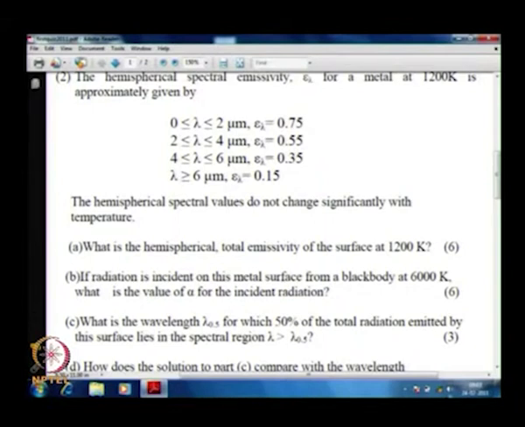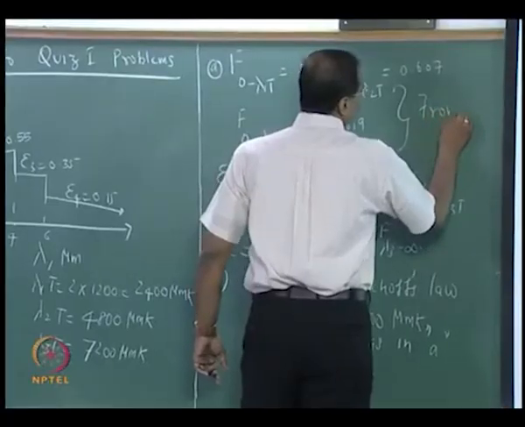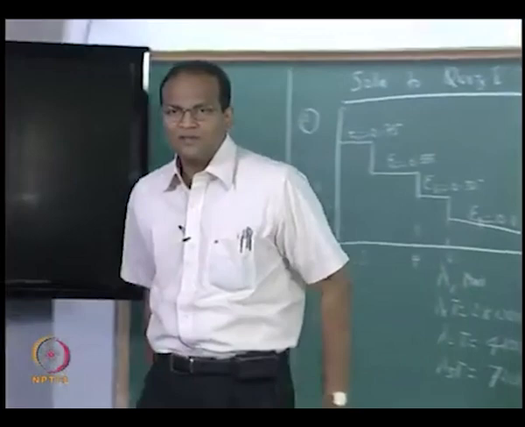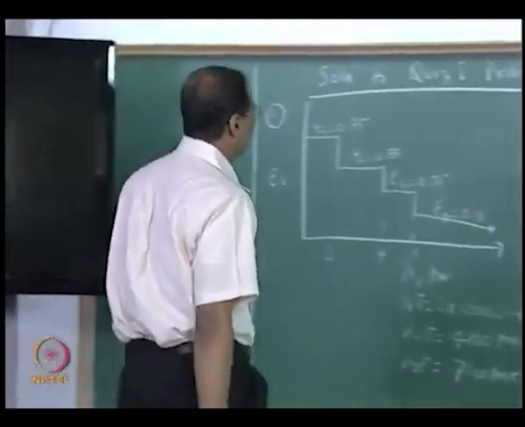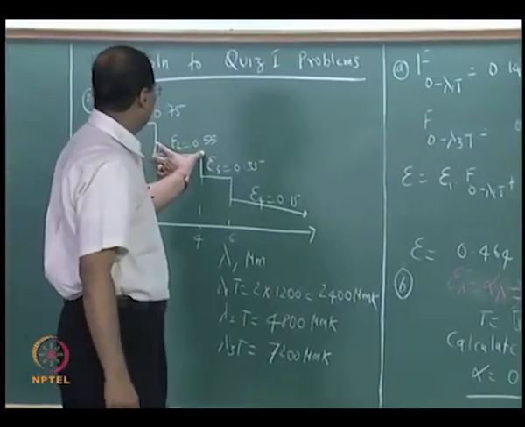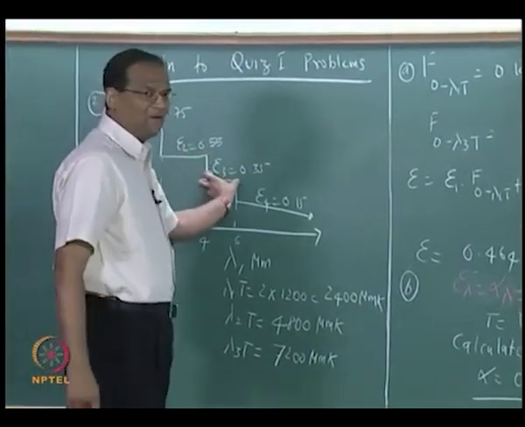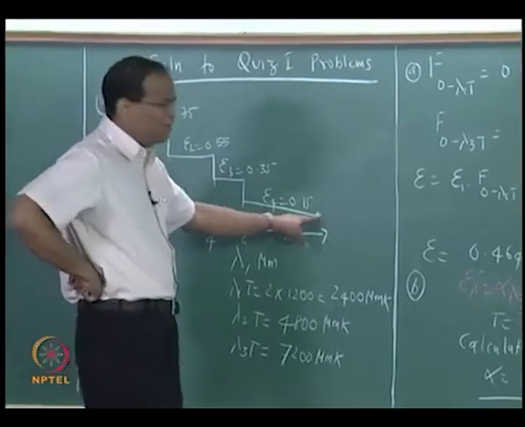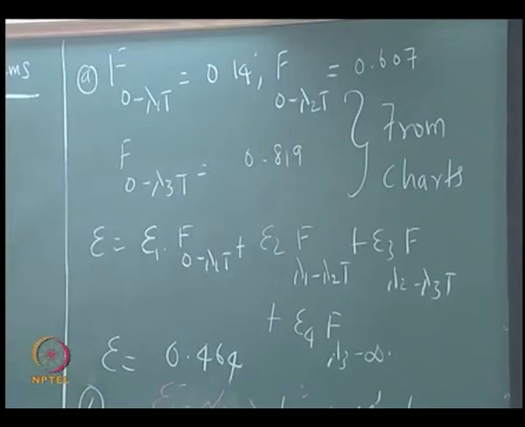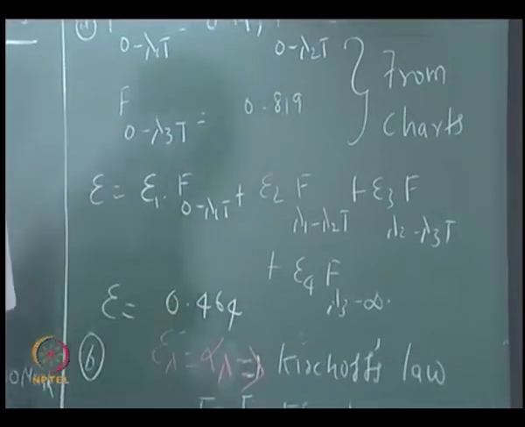So now from the F function charts, you calculate the F values, and then you have the formula. So epsilon is epsilon 1 into F of 0 to lambda 1, plus epsilon 2 F of lambda 1 to lambda 2, plus epsilon 3 F of lambda 2 to lambda 3, and this goes up to infinity. So this is lambda 3 to infinity, which means 1 minus F of lambda 3 T. That F of lambda 3, all that we have found out, this is 1 minus 0.819. If you add all that, you will get emissivity equal to 0.464.